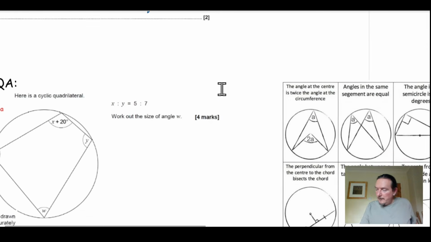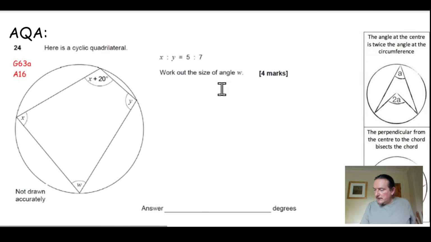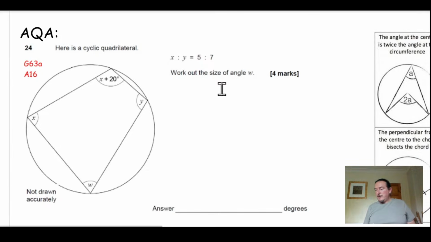Okay. AQA, what have we got here then? So here is a cyclic quadrilateral. It tells you here, we know that x to y is in the ratio of 5 to 7, and we need to work out the size of angle W. So we've got a mixture of things going on here.